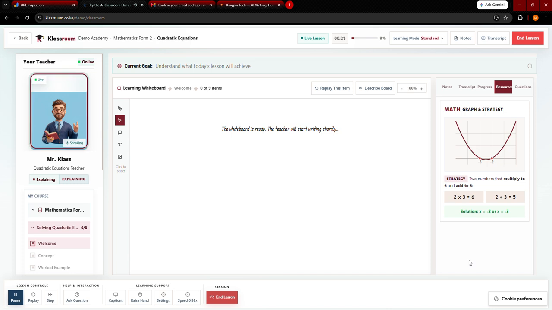Quick review: to multiply (x + 2)(x + 3), multiply each term in the first bracket by each term in the second. x times x plus x times 3 plus 2 times x plus 2 times 3 equals x squared plus 5x plus 6. Factoring is simply doing this in reverse.